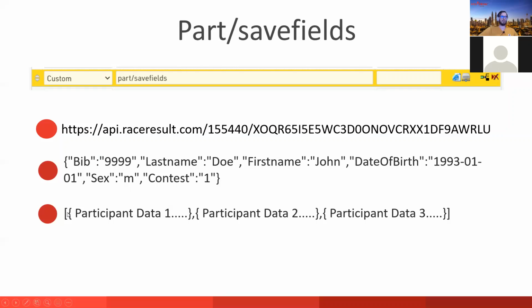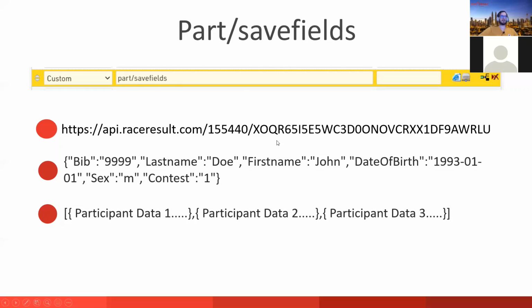Or I can have multiple participants within a JSON array separated by commas with each participant. So if I've got all of my participants, send them in one, I can do that using participant/save fields. Now you can actually append the bib to this. So you could have the bib as part of the URL parameter and exclude it from here. But you just need to be a little bit careful with that, because if you try and change the bib in this way, you could run into errors.